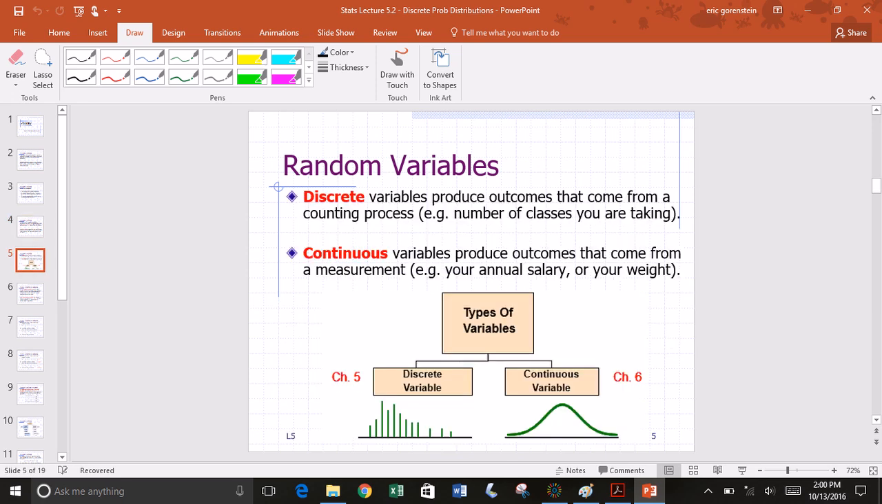So like I said, we'll talk about two different types of random variables. In this set of notes, we'll focus specifically on the discrete case.